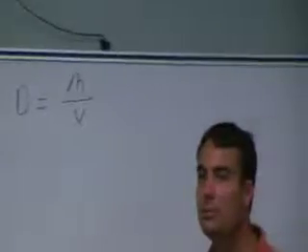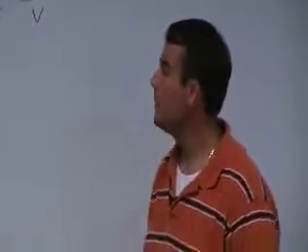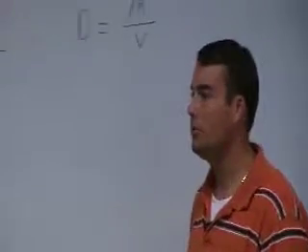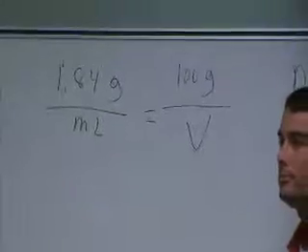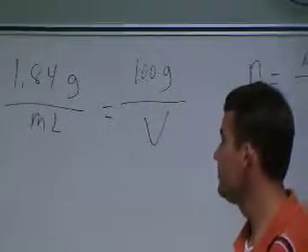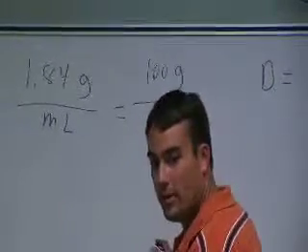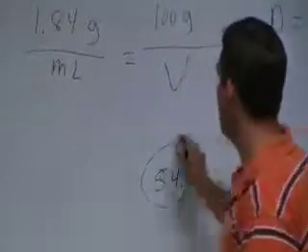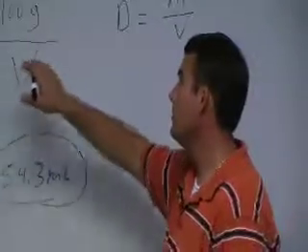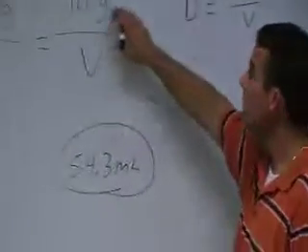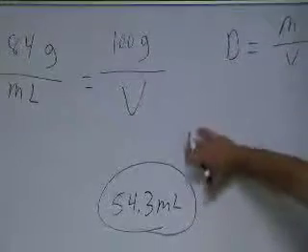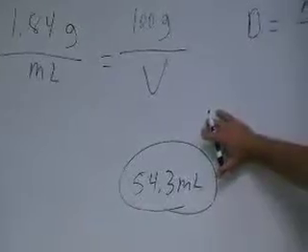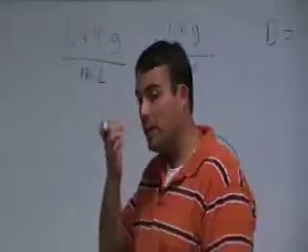Well, it's the same type problem, right? We're still looking for V. So how would you go about solving for this? 100 divided by 1.84? 54.3 milliliters. All we did is multiply by V, divide by 1.84. So 100 divided by 1.84 is 54.3 milliliters. So that's how much sulfuric acid you would have to measure out.